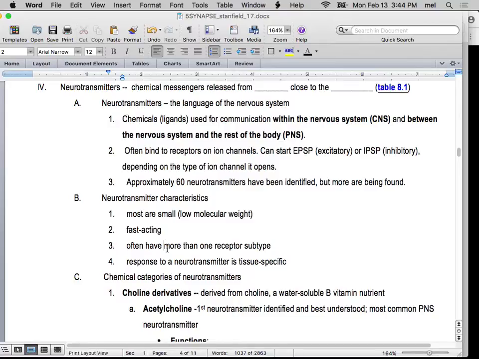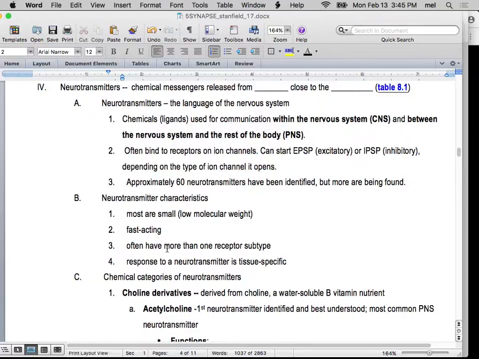And then the other thing is that the response to a neurotransmitter is usually tissue specific, because if I release serotonin in a certain portion of my brain and it causes mood regulation by inhibiting activity, that doesn't mean that I can't release it in a different portion of my brain and it will cause excitation, right? So the response is more about the receptor than it is about the neurotransmitter. And you use them for multiple different functionalities in your brain. Does that make sense to you guys?